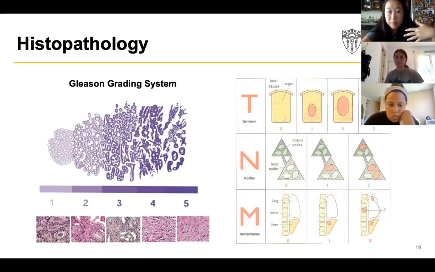So if you've ever had a biopsy, that means a piece of your tissue was taken and then sent to a pathologist to look at it. So I included two examples of what histopathology might look like.